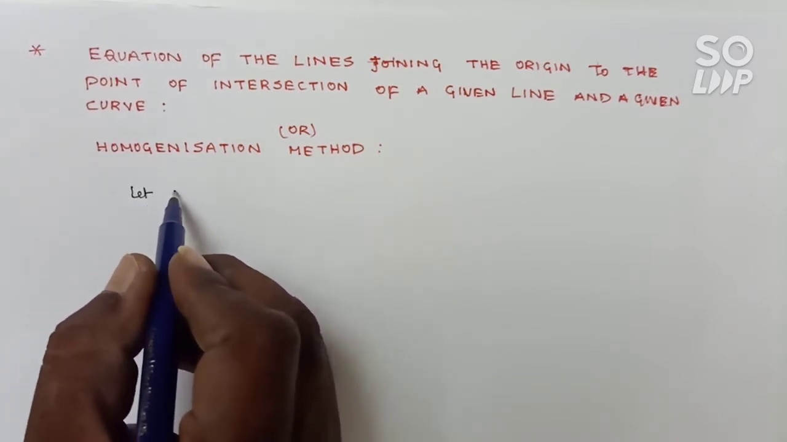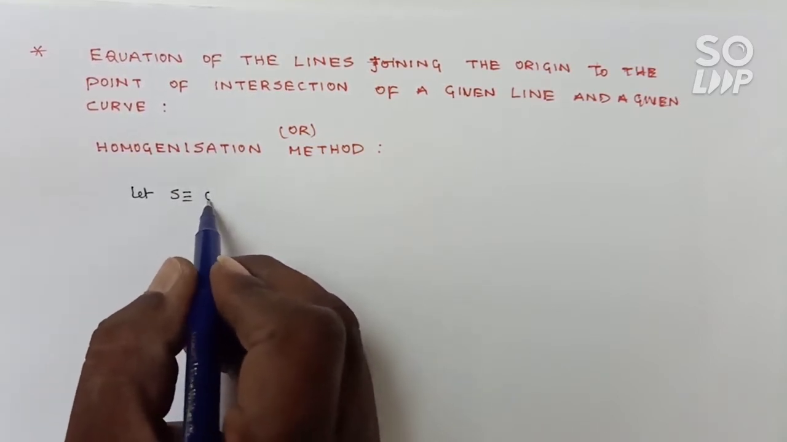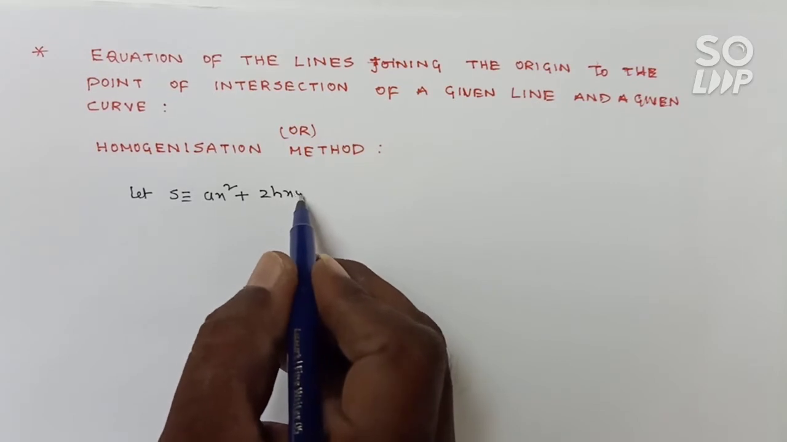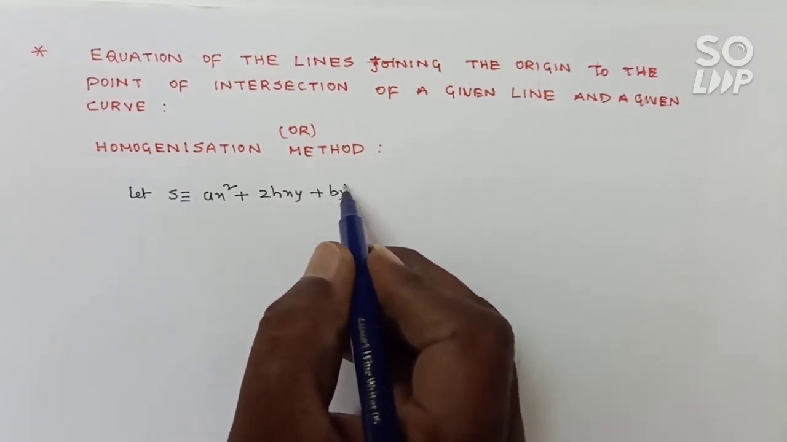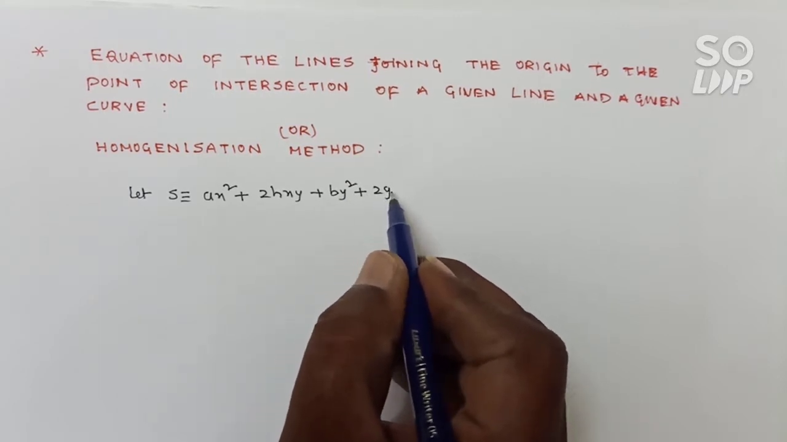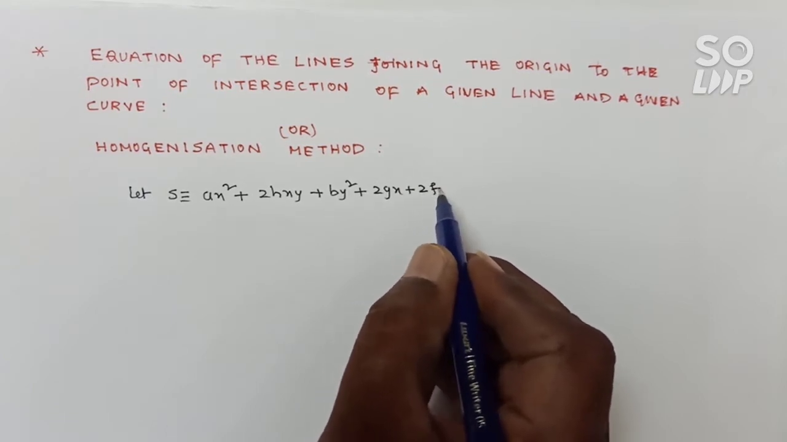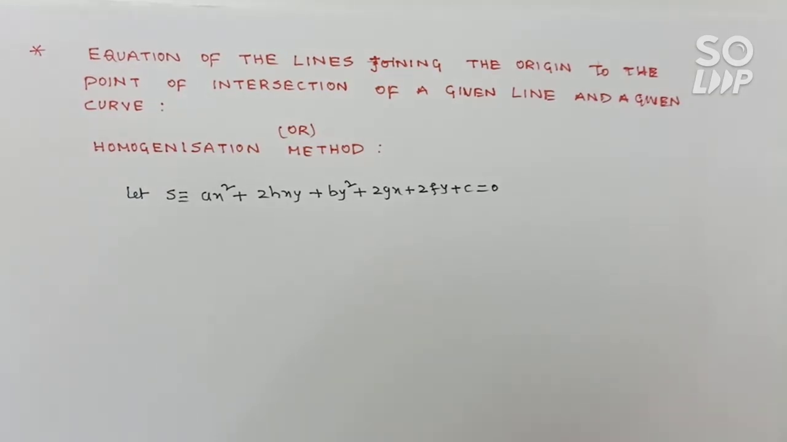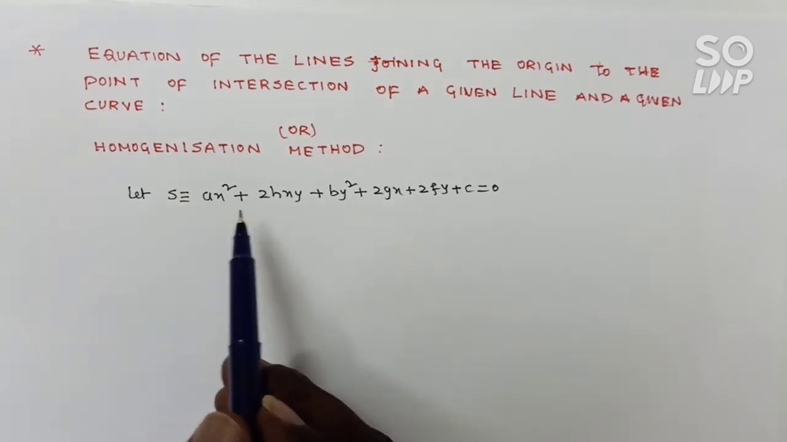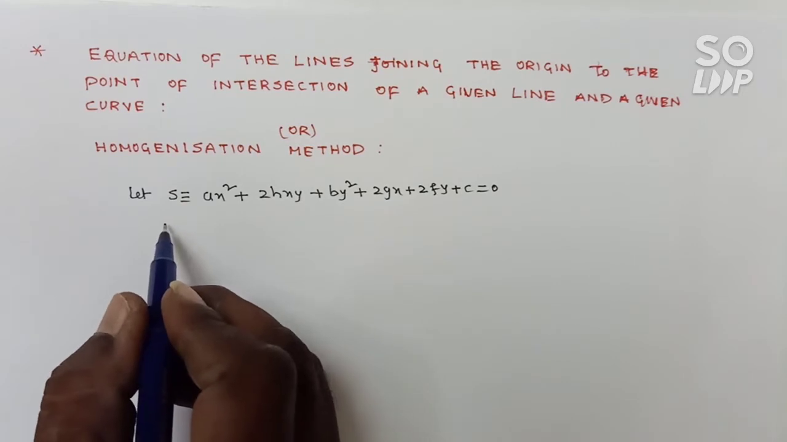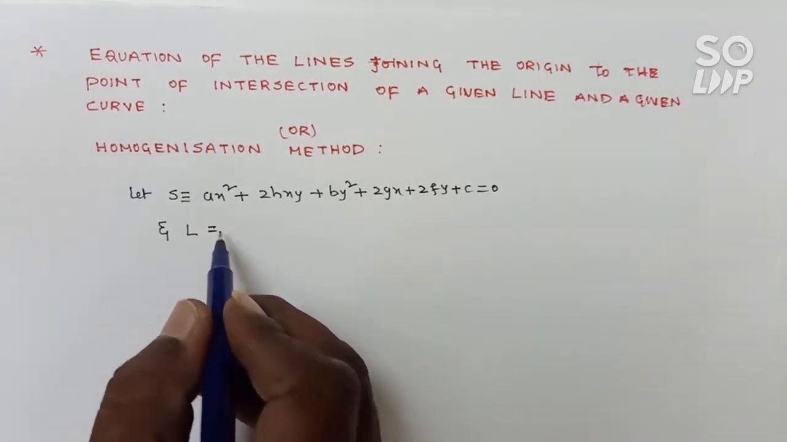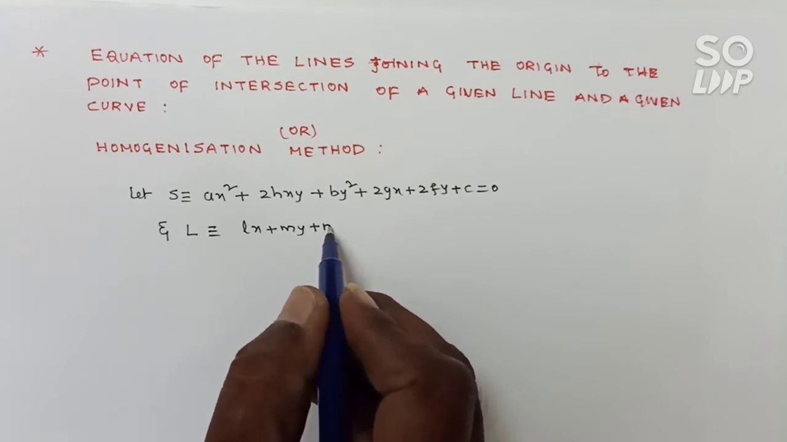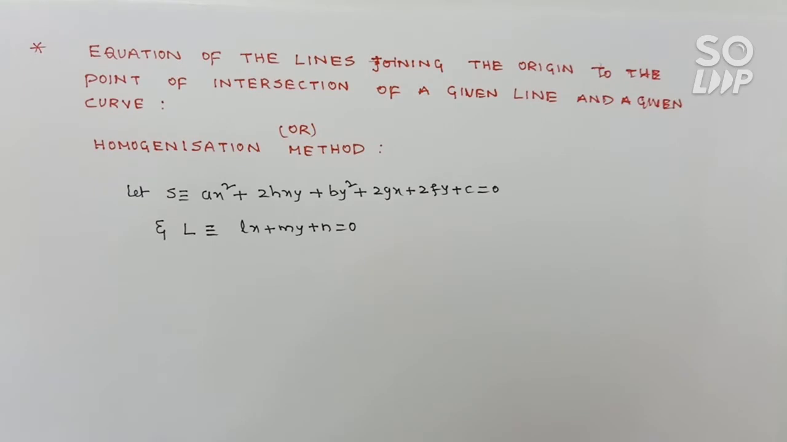First of all, you take a curve equation. Let S = ax² + 2hxy + by² + 2gx + 2fy + c = 0. Let this second degree non-homogeneous equation represent a curve, and we take the line L = lx + my + n = 0.